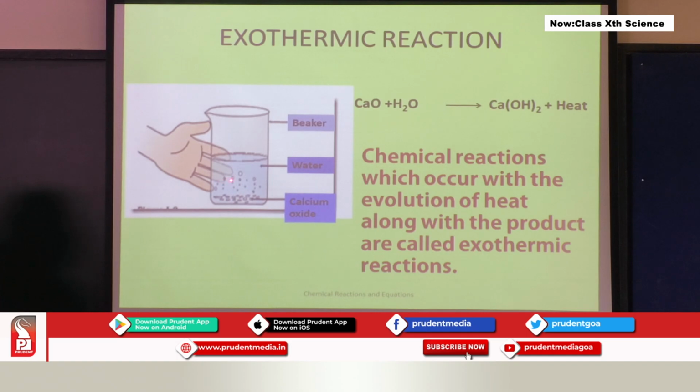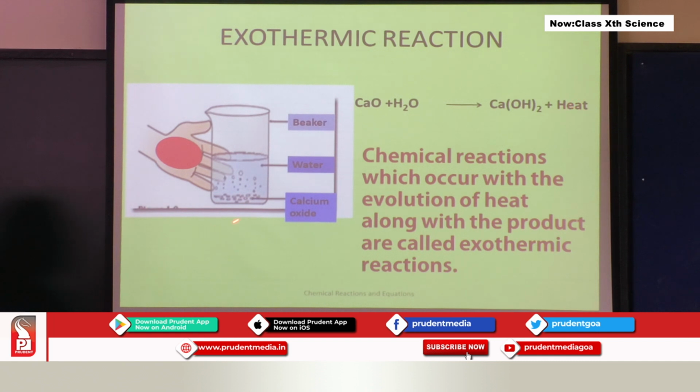After some time, if you touch the beaker, your hands will become warm. The beaker is hot. How? During the reaction, when calcium oxide dissolves in water, you get calcium hydroxide with release of heat. Heat is released during this reaction. Along with the product, heat is also released. That is why the beaker is hot and you felt warm when you touched the beaker.